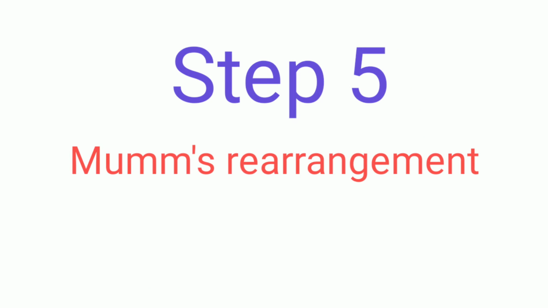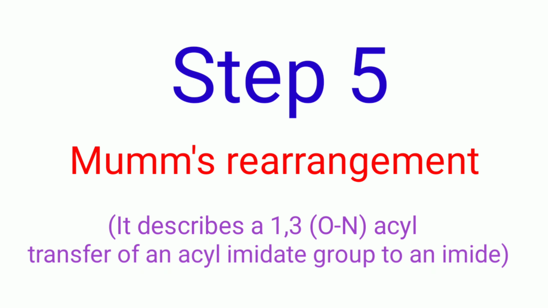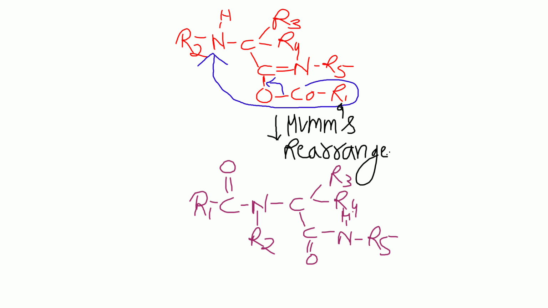The fifth or last step of this reaction is Mumm rearrangement. In this rearrangement, the acyl group is transferred from the oxygen to nitrogen and it will form bisamides, the product of this reaction. This is all about the Ugi reaction.